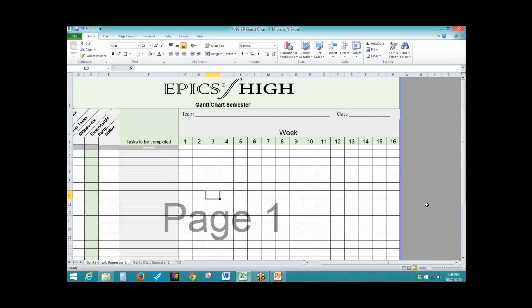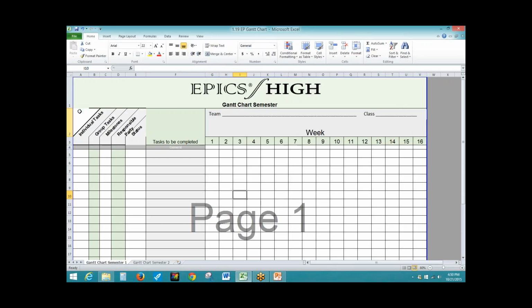Okay, that's fine. The Gantt chart has along the side different designations. Is this an individual task or a group task? Is it a milestone, which means is this something that absolutely has to happen for the project to be completed? Who is responsible and the status of it? So the next cell has the task to be completed.